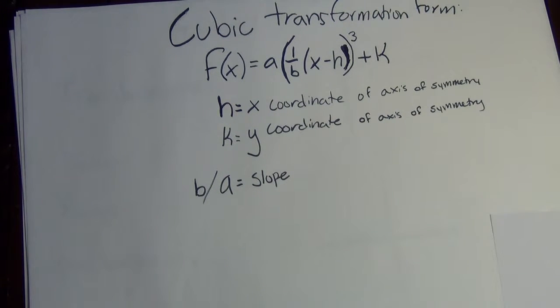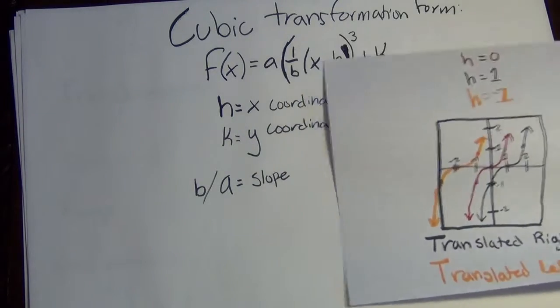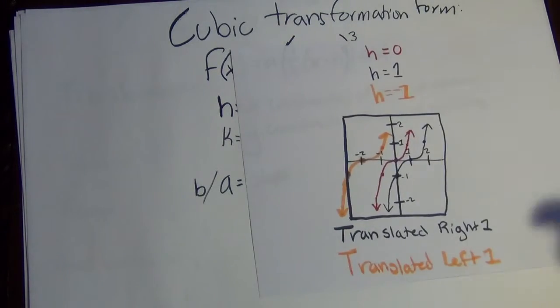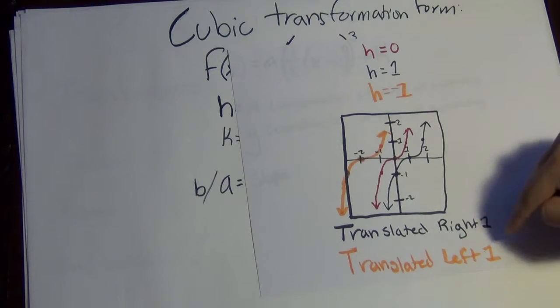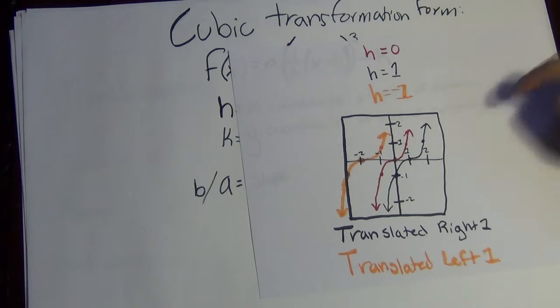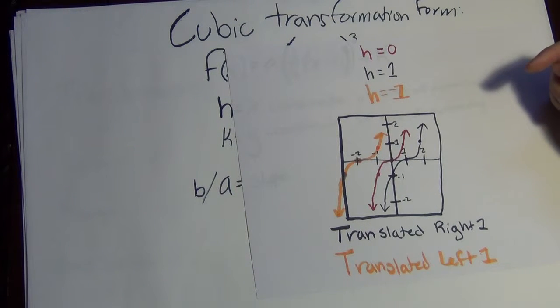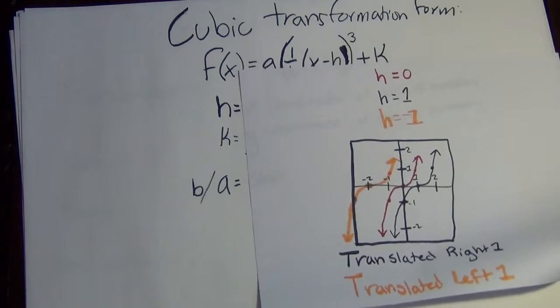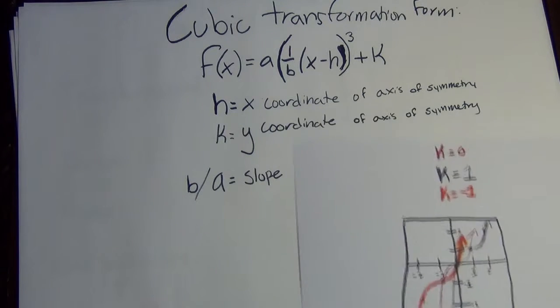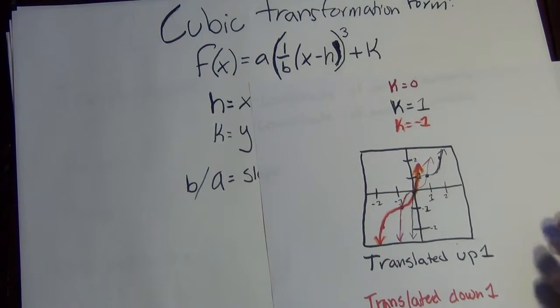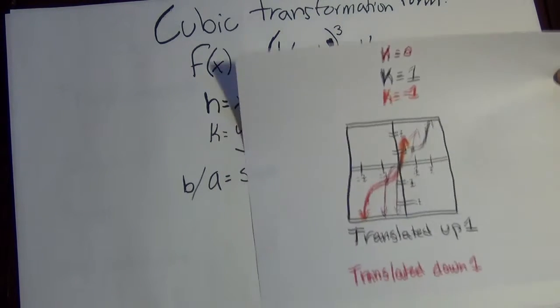Next, if h were to be changed, you can see here that if h were 0, which is the red one, it'd be right in the middle. It'd look just like the parent function. If h was 1, then it would be translated to the right one and moved over, as you can see, the black one. And if h were negative 1, then it would be translated to the left. If k were to be switched, it would be the same thing as last time, except instead of moving it left and right, you would move it up and down. There you go.